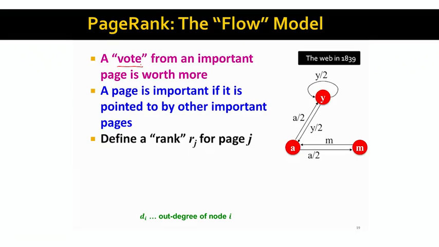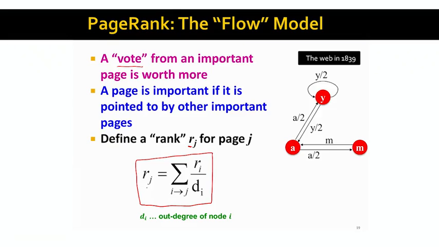So as I hinted on the previous slide, we will assign an importance score r to a page j, and we will call this importance score rank. So this is where the PageRank terminology comes from. Now our formula for computing PageRank is very simple. We simply say that the importance score of page j is the sum over all the other pages i that point to it, of the importance of that page i, divided by the out degree of page i.